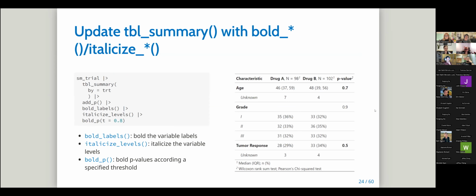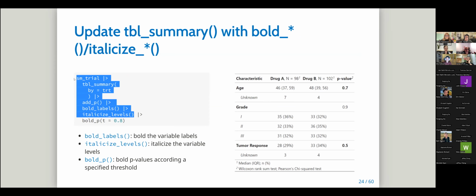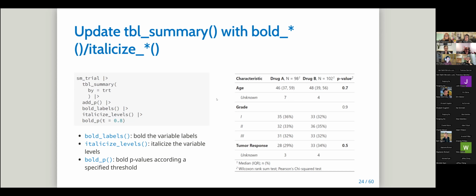All right, so that's kind of all the add-ons for TableSummary. The next section I'll talk about is bolding and italicizing. So there are a lot of options here, but some of the more common ones are to bold labels and italicize levels. So here I have my table summary. Again, I have my 3 variables on the rows and my columns for my 2 treatment groups. And now I'm asking for the labels to be bolded. So that's these main rows here, age, grade, and tumor response.